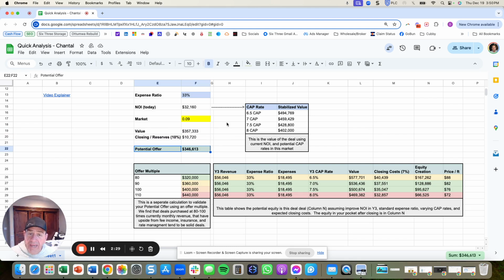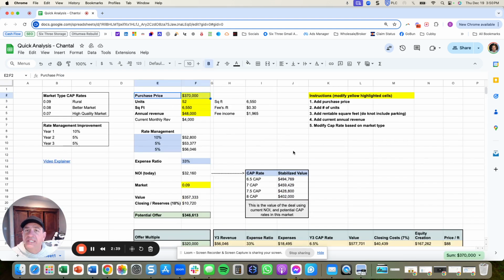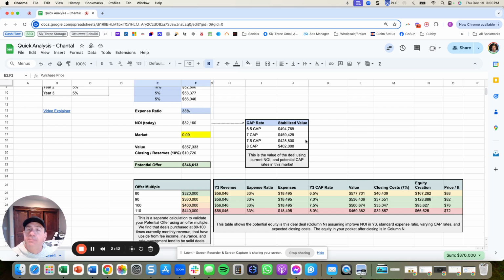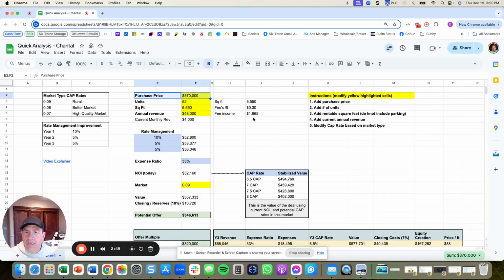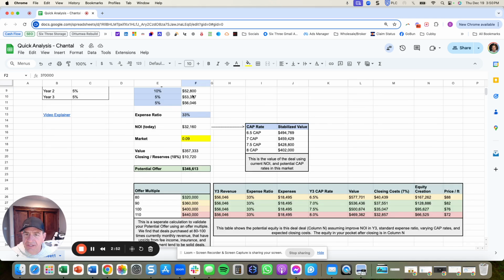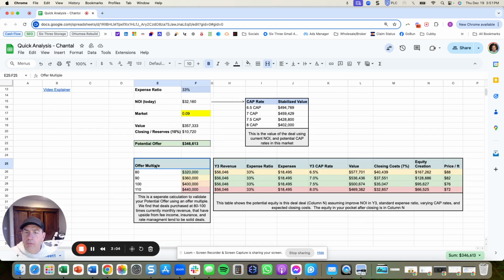And so said another way, this quick analysis tool, as a reminder, is a quick way for us to determine whether or not we should do full underwriting. This number, 346, is close enough to the 370 that there might be a deal here. And so I probably would spend some time digging into this and underwriting it if this was a deal that I liked. If this was $600,000 and I'm coming in at 346, I'm probably not going to spend my time underwriting this deal unless I wanted to just submit a lowball offer and see what the heck happens, which you could totally do.